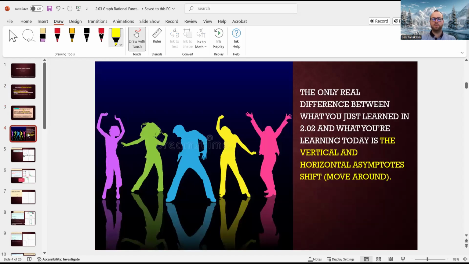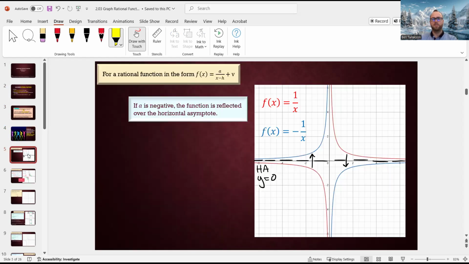So what are we really doing with these today? Well, you know there's transformations, but the only real difference between 2.02 and what you're learning right now is that the vertical and horizontal asymptotes are going to shift. It's time to move them around. Okay? So hopefully you remember for any parent function that is a rational function, there is a horizontal asymptote right on the x-axis. That line is y equals 0.